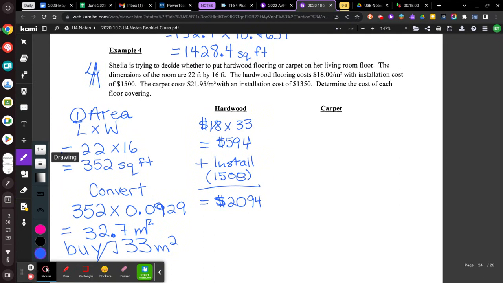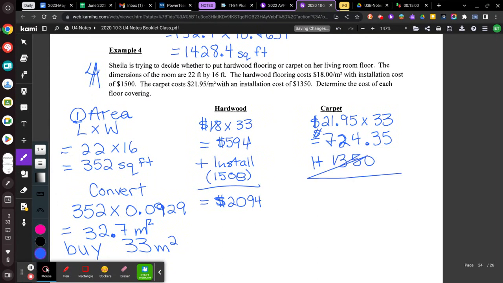Okay, so we add the $1,500 install. We're going to get $2,094. Now we need to add the install. So here we're adding that install cost, which is going to be $1,350. So we're going to add the install and we're going to get a total cost.